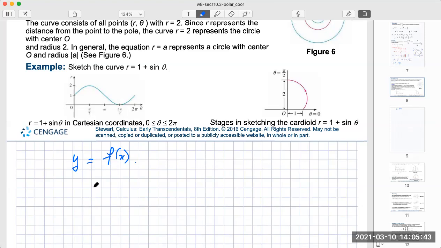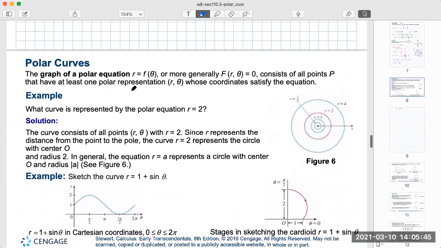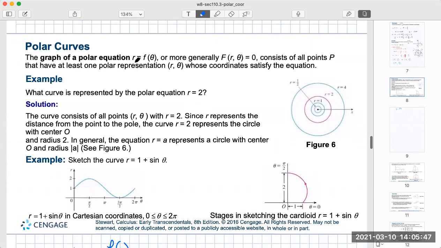And then plot that point on the 2D graph. The same thing applies to polar coordinates. If we write r as a function of theta, then the curve will be r equal to f(theta), or in general, we can write it as capital F of r and theta equal to 0, which considers all the points.